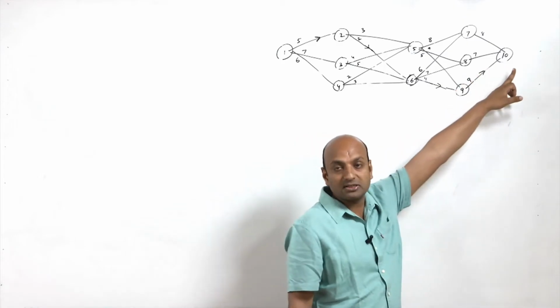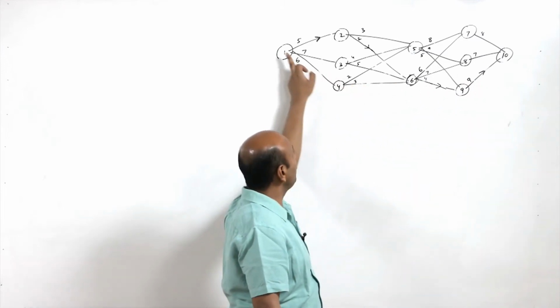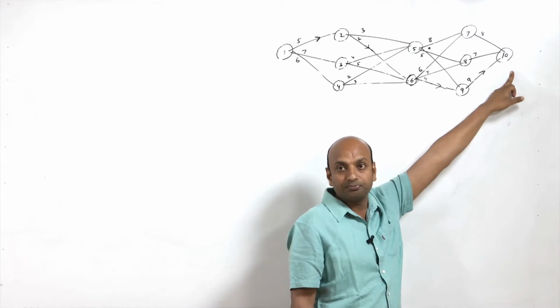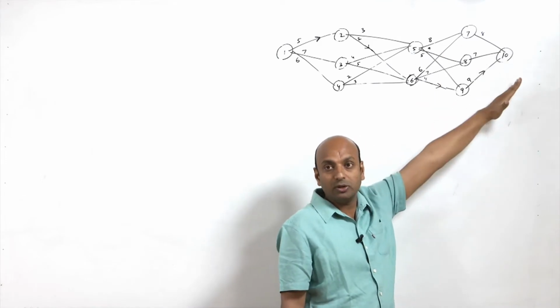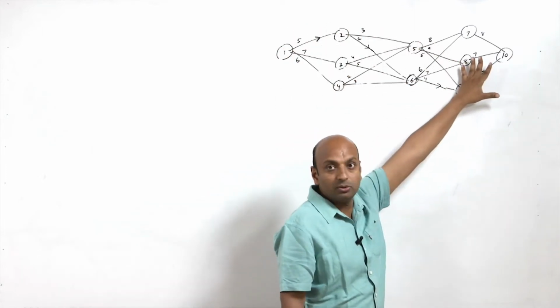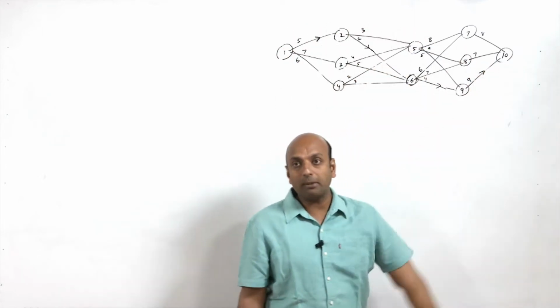We have already found that the minimum path from node 1 to node 10 is 20 units, and the path is 1 to 2, 2 to 6, 6 to 9 and 9 to 10. This is the minimum path, and the minimum path length is 20 units. Now, how can we solve this problem using the dynamic programming approach?